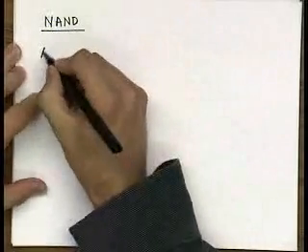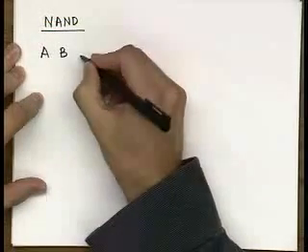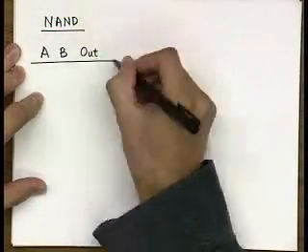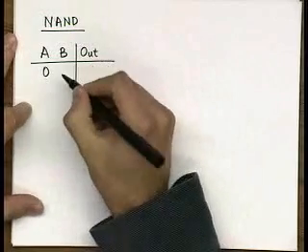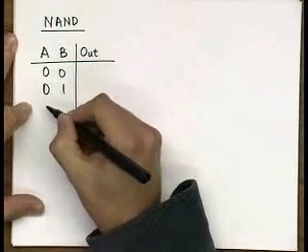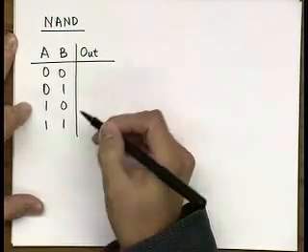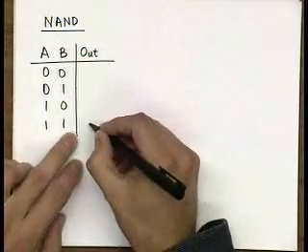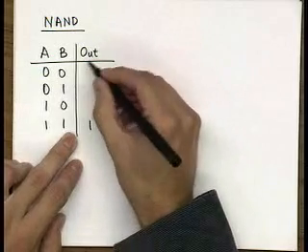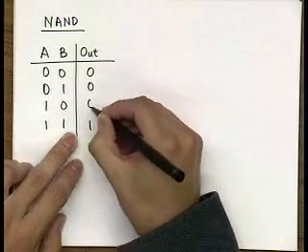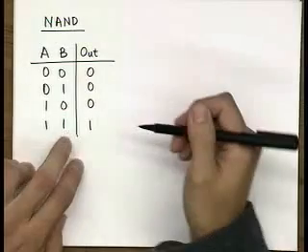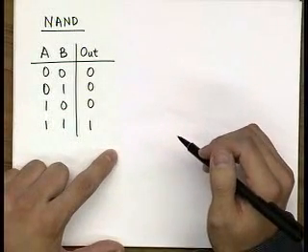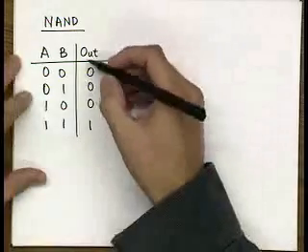So for NAND, let's do a 2-input NAND. Our A and B can be 0,0, 0,1, 1,0, or 1,1. So the output is 1 only if both inputs are 1, and otherwise the output is false if either of the logic signals is false, at logic 0.